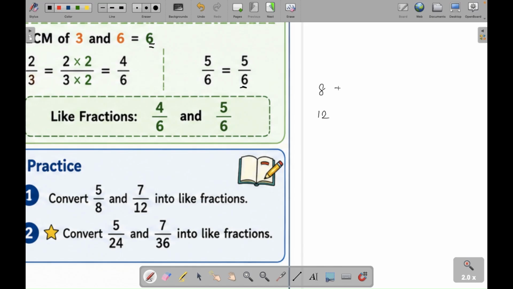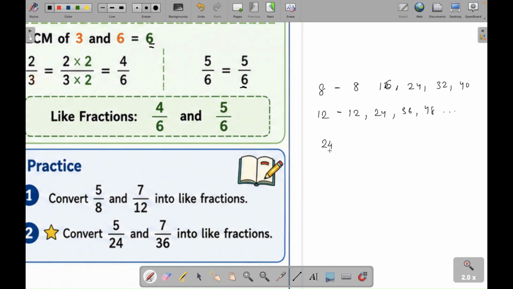So one method is we can use the listing method to find the LCM. So I'm just writing the multiples. For 8, we get 8, 16, 24, 32, 40, and so on. For 12, we'll have 12, 24, 36, 48, and so on. Right, so the common multiple is 24, which is the smallest. So 24 is the LCM.